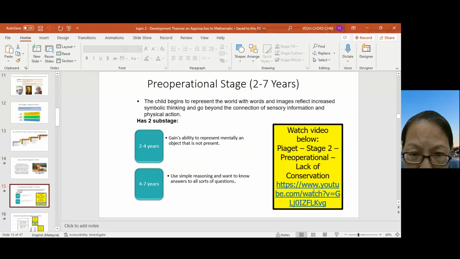When they are 2 to 4, they gain the ability to represent mentally an object that is not present. And 4 to 7 use simple reasoning and want to know answers to all sorts of questions. That's the reason why they start asking a lot of questions from 4 to 7 years old. 2 to 4, they can already represent mentally. When they come to 4, they start talking, they ask you lots of questions non-stop. Why this, why that?